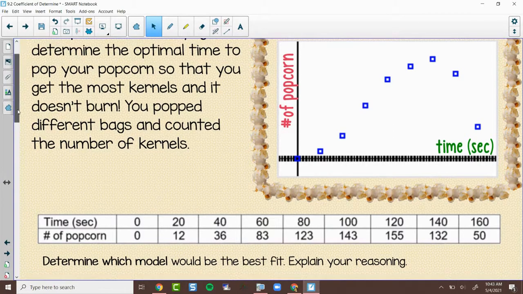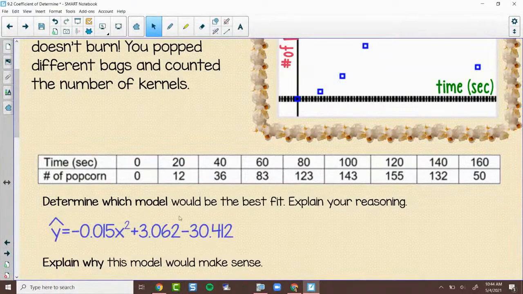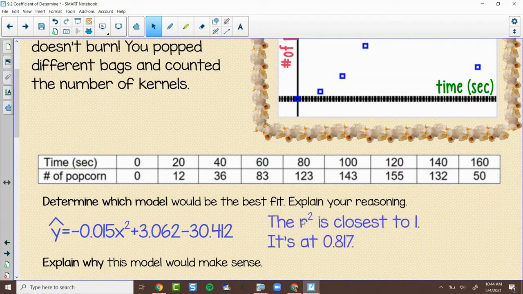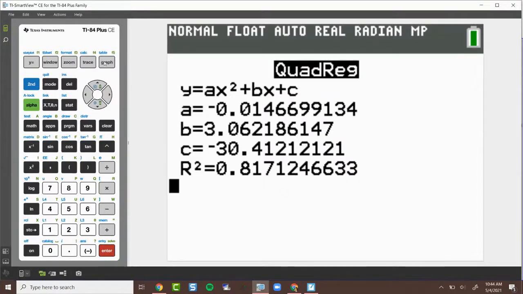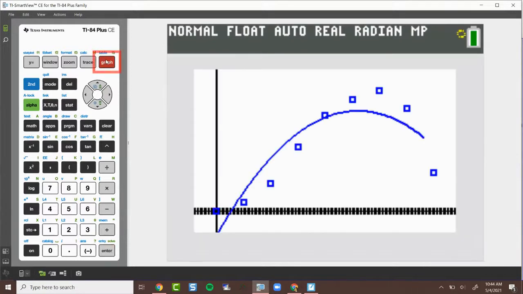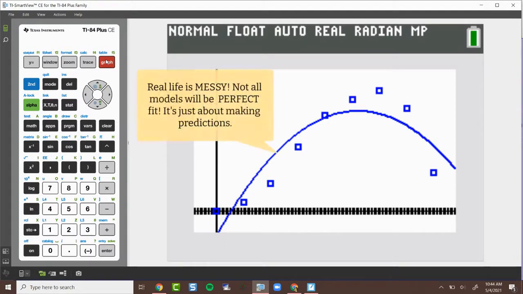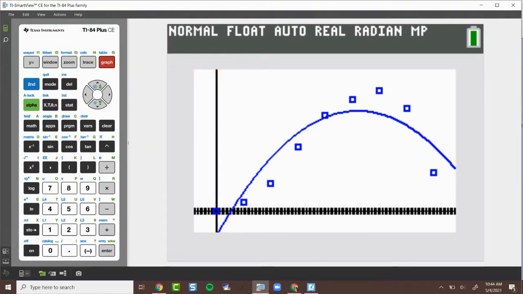So what we are going to do is go ahead and use a nice quadratic. You'll see that I used my little hat again because it's predicting the number of popcorn. And again, our r squared is pretty close to 1. It's at 0.817, which is really nice. If you would like, you can hit your graph. And again, you can see it's not the greatest fit, but it's not the worst one. So you can see our quadratic is missing a few points. It's definitely close, but this is the best quadratic that's going to fit.